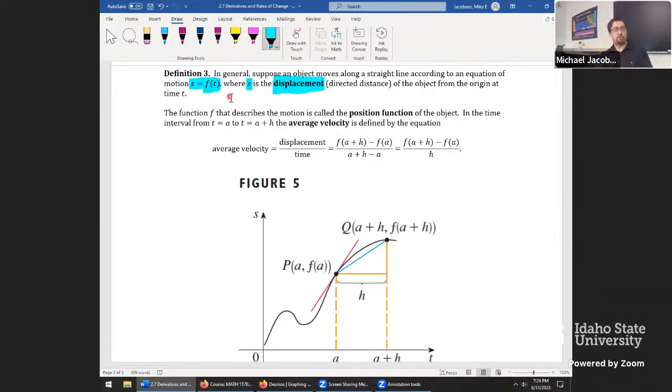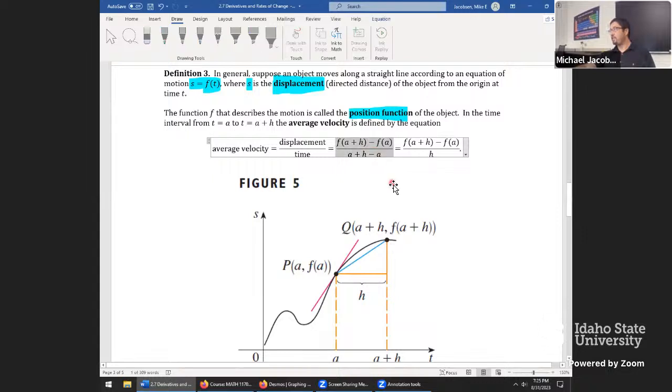Kind of like how sometimes we write y equals f of x, and we might give a function as just y, like in the last problem. The function f, or if we call it s, is the position function. And if we want to calculate the average velocity, that was like our first homework question where we approximated it. Well, this is the process.